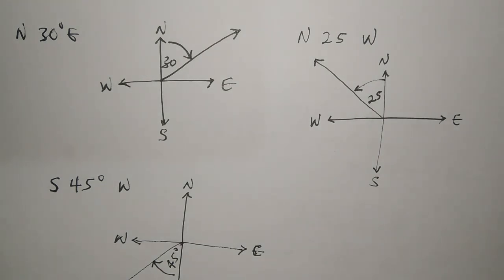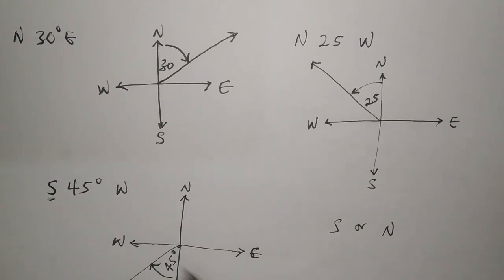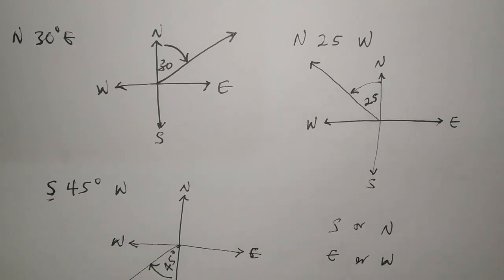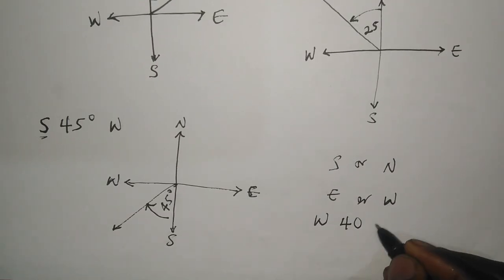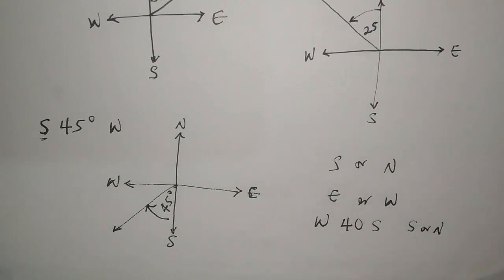Bearings are measured relative to the north and south line. That means the first letter of a bearing is always south or north, while the last one is always east or west. You can't say west 40 degrees south. It's not allowed. You can only say south or north first, and then west or east.